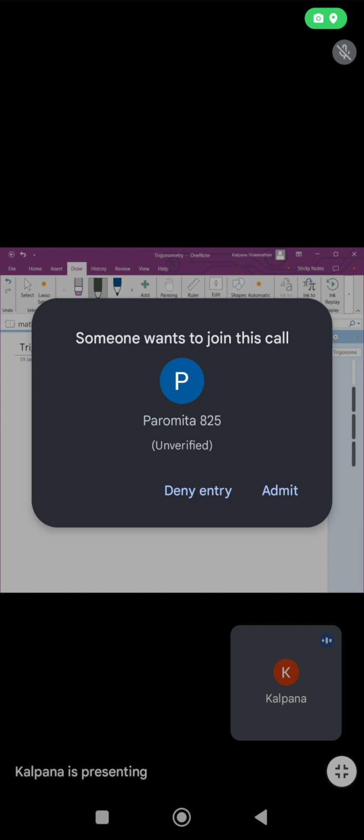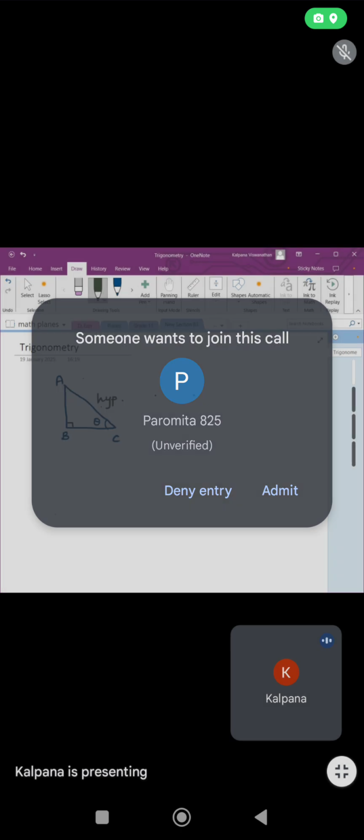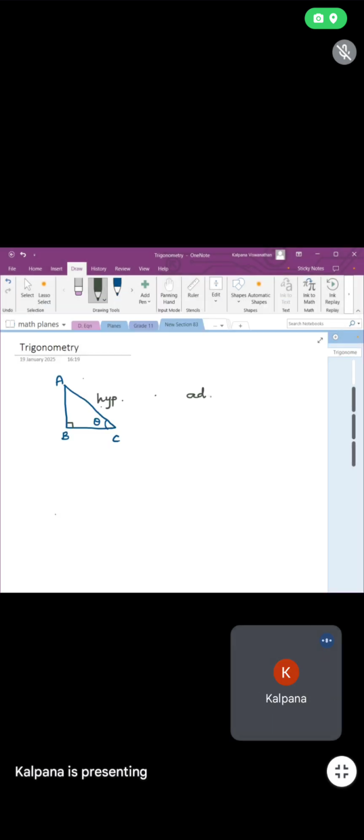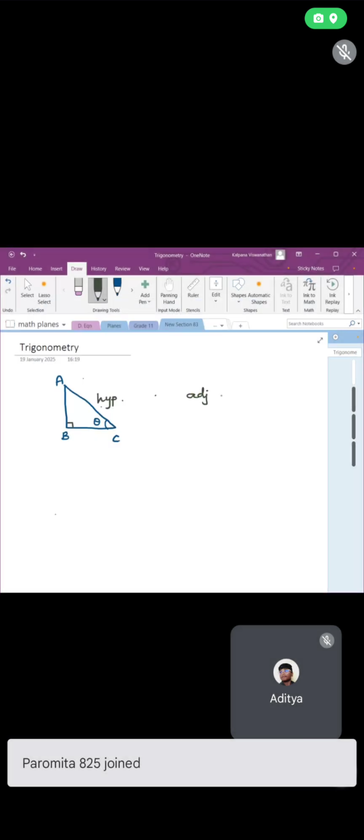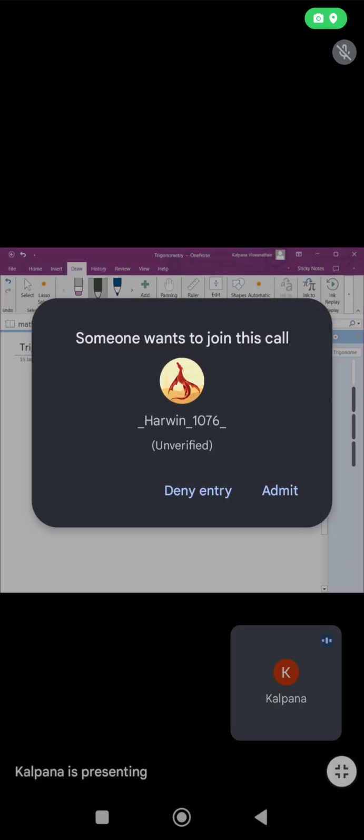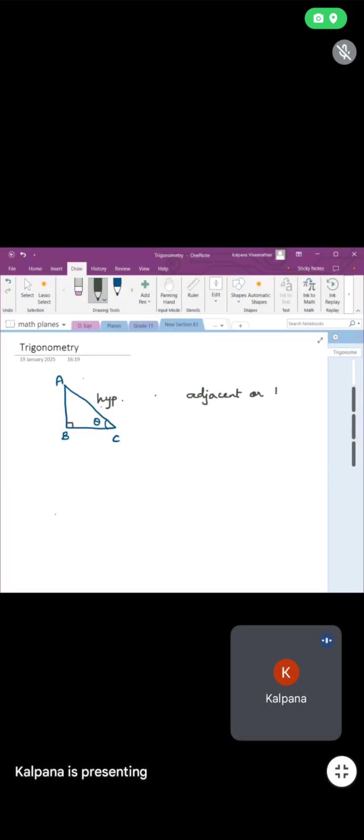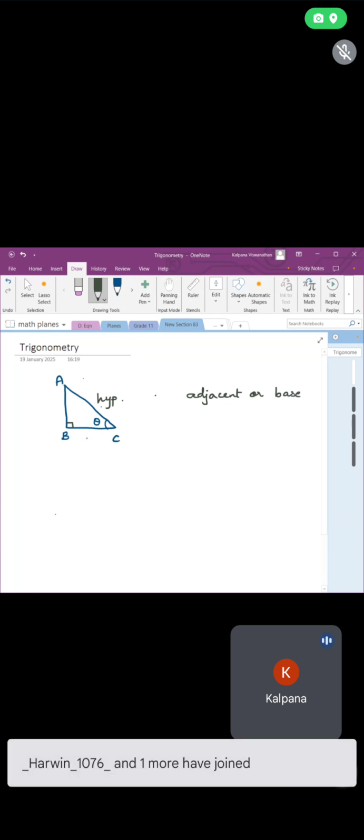Okay. Now which is adjacent? You use the word adjacent or base. Which word do you use? Some of you will use base or adjacent. Okay, adjacent or base, and so that is your BC. So BC is your base or adjacent.